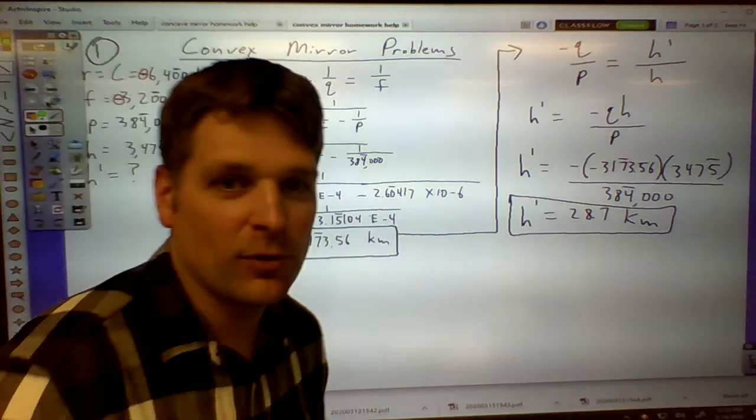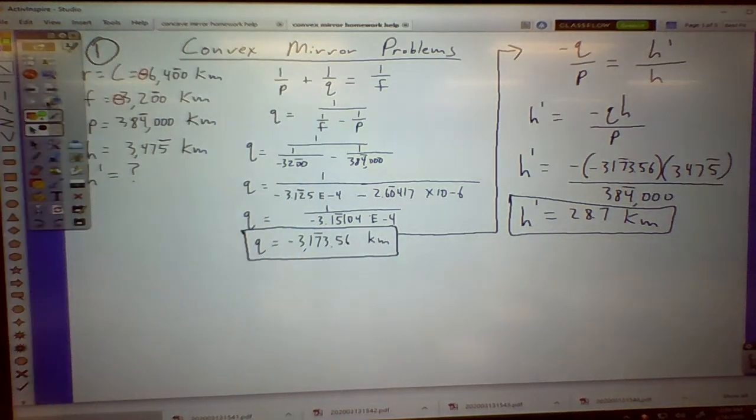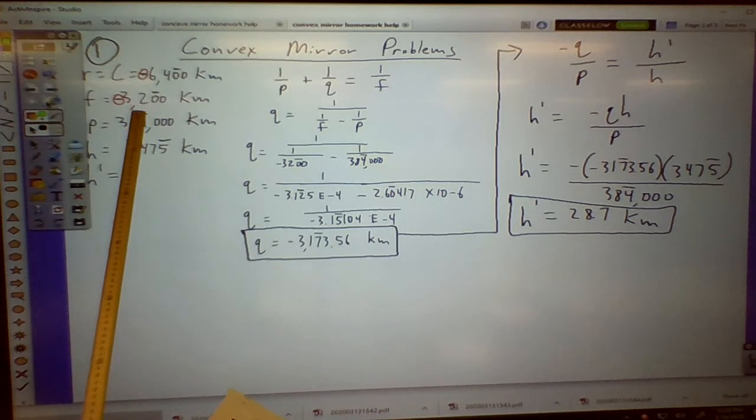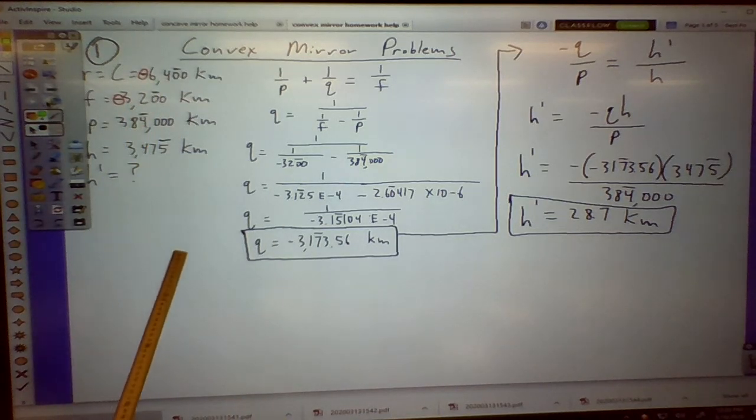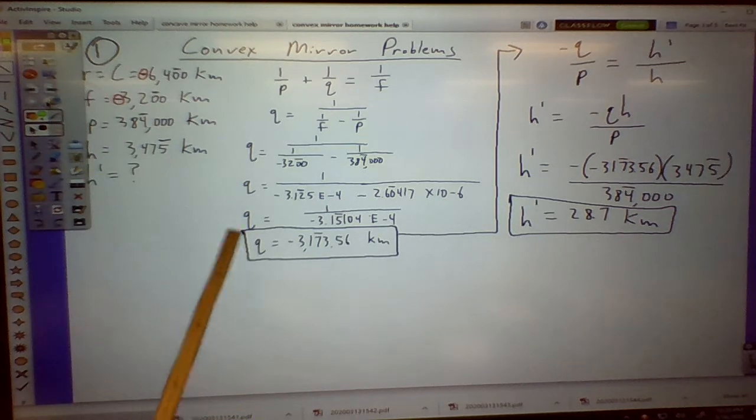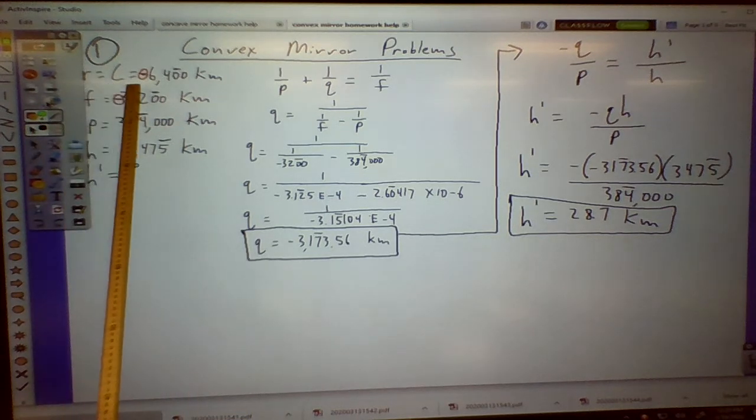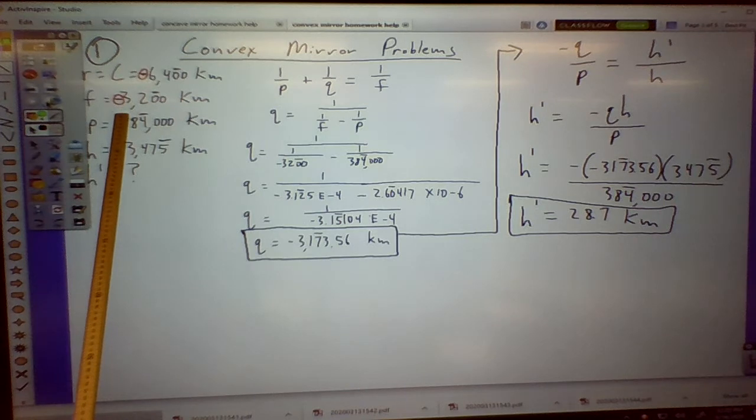We'll start out with number one on our convex mirror problems here. We're talking about the radius of Earth, and we're talking about the Pacific Ocean as a giant convex mirror. So we have our givens listed here. One critical thing to notice is that when you have a sphere, its radius represents C. So half of that value would be f.